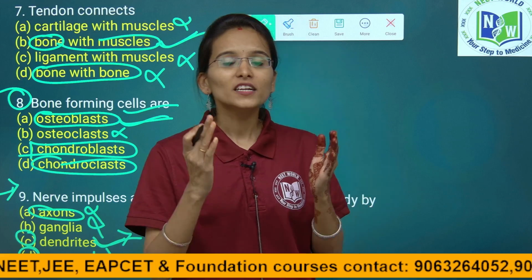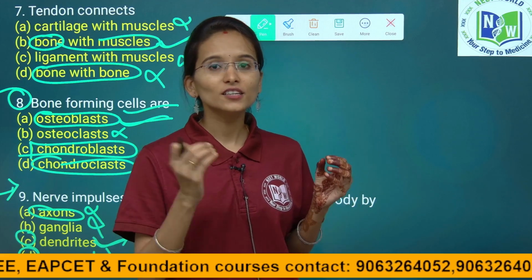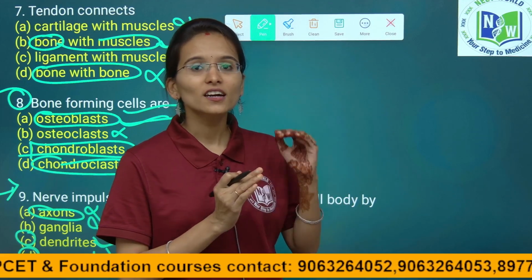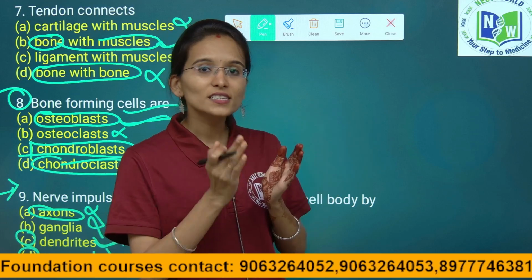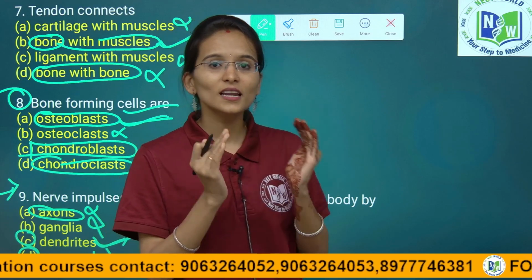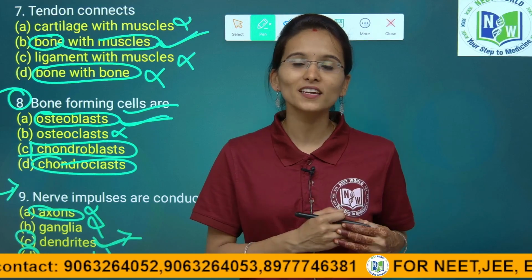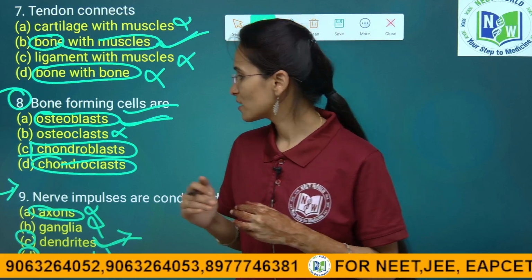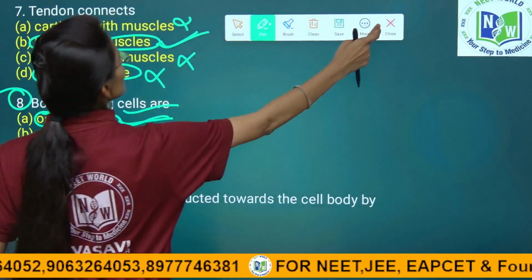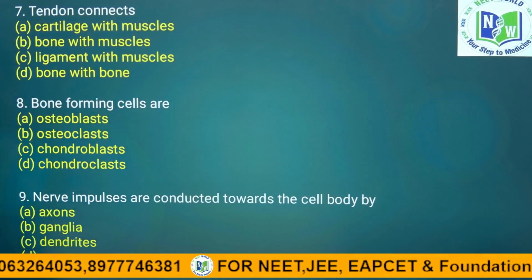How? The dendrites of one neuron are connected to the axon terminal of another neuron. So at this particular point, the synapse or the electrical junction is created, where the impulses are going to be carried away from the cell. Yes. So now next, let's look into the 10th question.